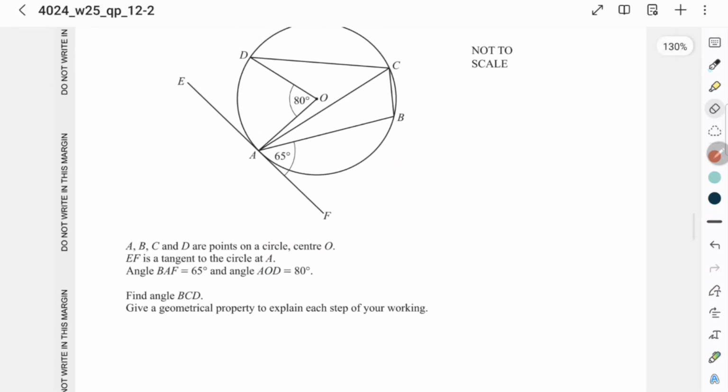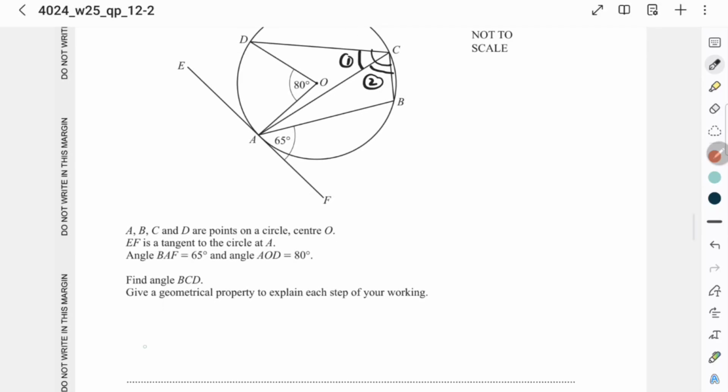So first of all, we know that BCD is required. So B to C to D, the whole angle. It means that we'll find out this angle, and this angle, and then add them together. So angle 1 and angle 2. Angle 1 is very easy and angle 2 is also very easy. For angle 1, angle at center is twice the angle at circumference. So that is DCA, or ACD, you can write down. Angle ACD is equal to half of 80, which is equal to 40.